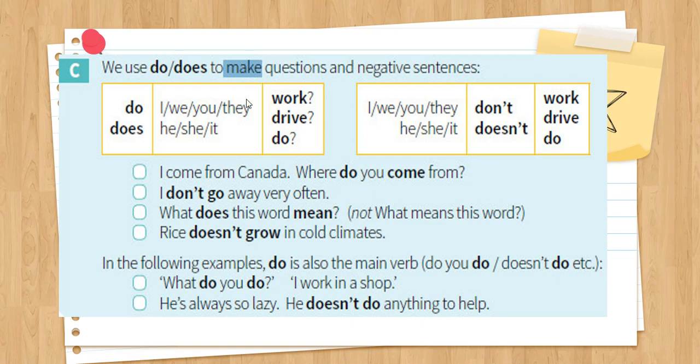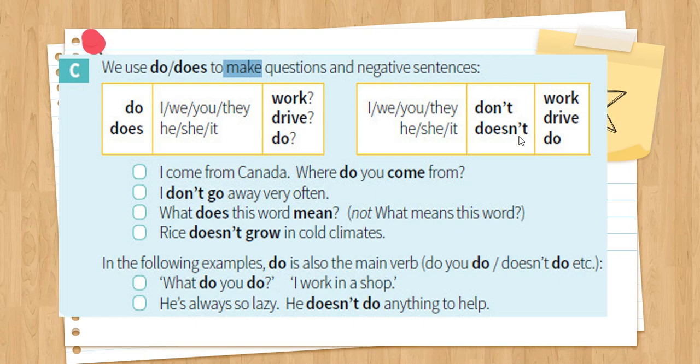Do we work? Do you work? Do they work? Do they work in Panama City? But if you are using the pronouns he, she, or it, you need to use does. Does he drive? Does she drive a car? Okay, remember that to make questions in present simple, you need to use the auxiliaries do and does, always.